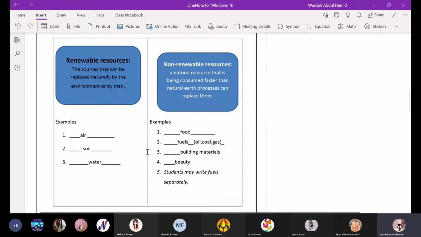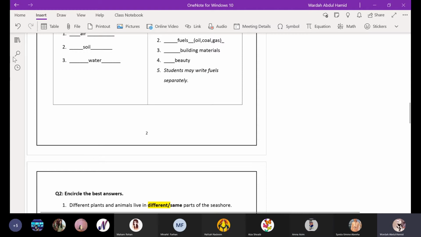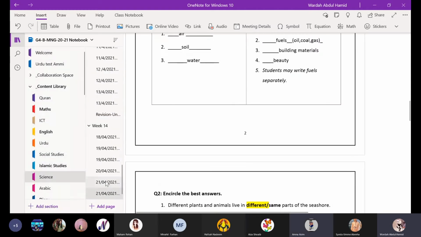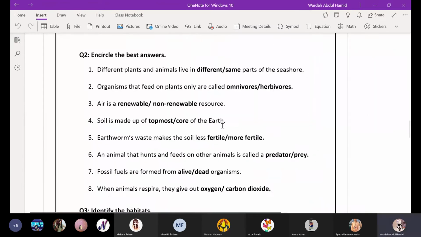You can write the fuels separately in this question, in non-renewable resources. Instead of writing just fuels, you could write three points separately: oil, coal, gas. Okay, encircle the best answer. I uploaded the answer key also for your worksheet.